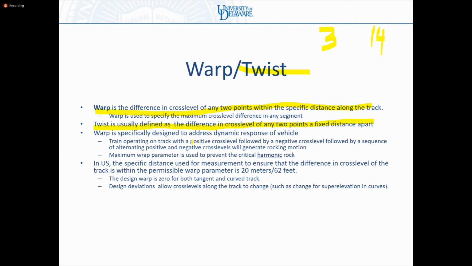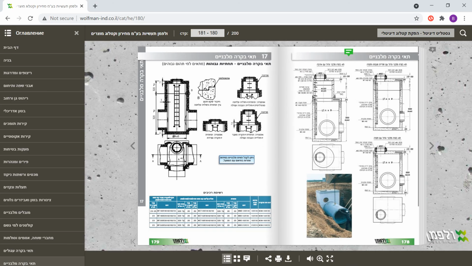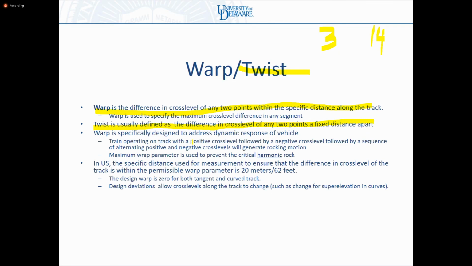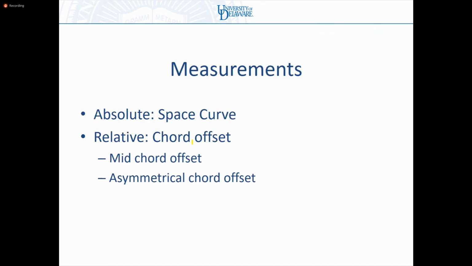So warp is often used to look at dynamic response behavior. Okay, now going back to what we were talking about briefly with the discussion with Rena on what happens in embedded track.